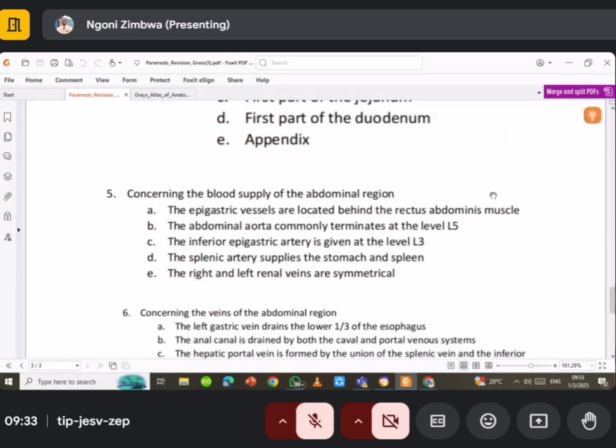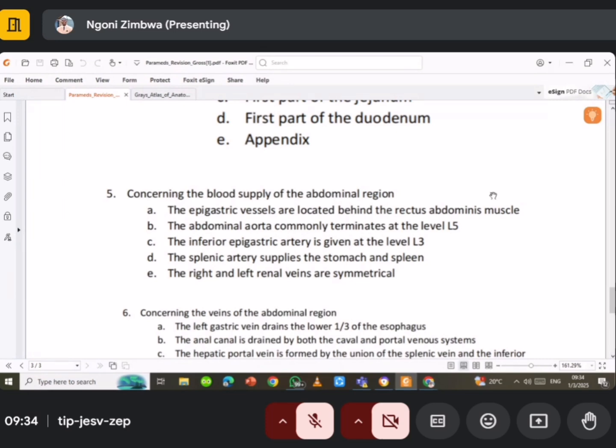Right, so question number 5. Concerning the blood supply of the abdominal region. A, the epigastric vessels are located behind the rectus abdominis muscle. What do you think, guys? That is definitely true. Why?